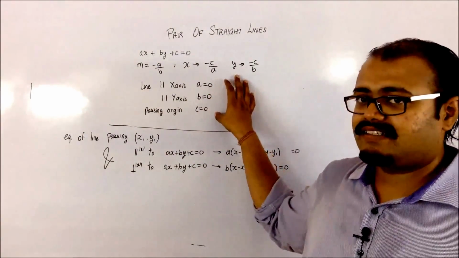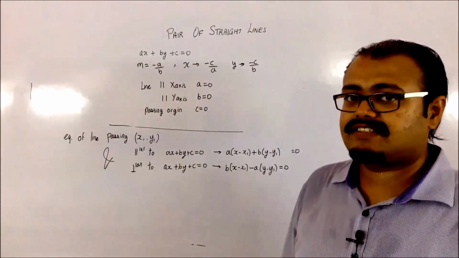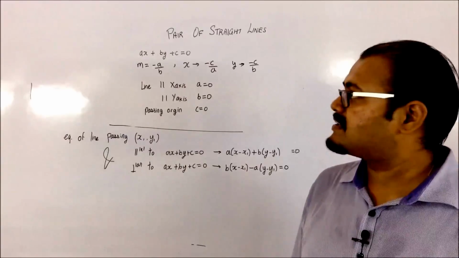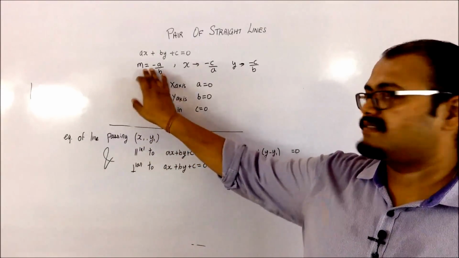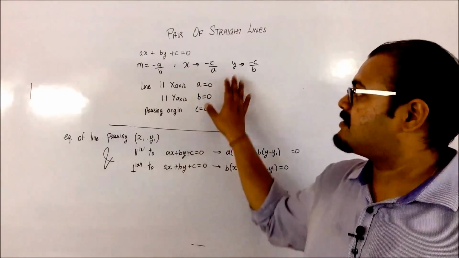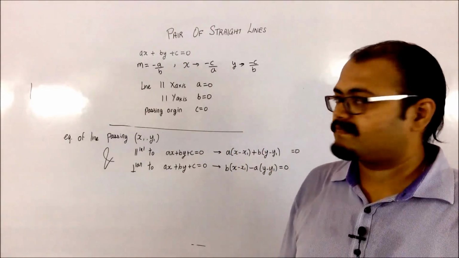So these are the basic equations. This is the general equation of a line, ax plus by plus c equals 0. So in that I will get my slope as minus a by b, the x-intercept will be minus c by a, and the y-intercept is minus c by b.